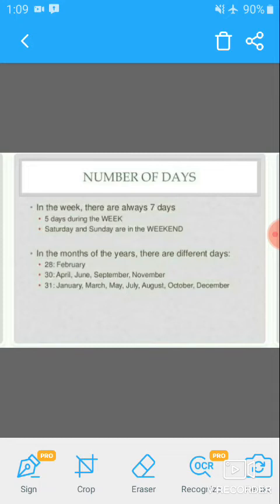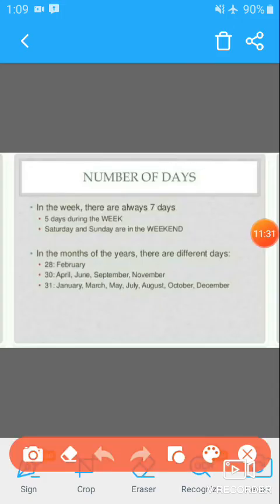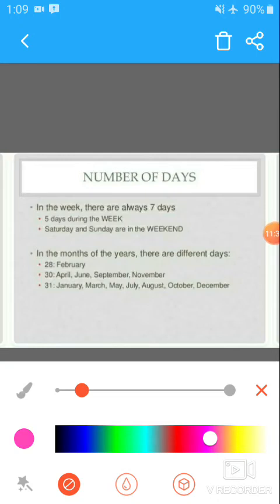So students, in a calendar, we divide the year into 12 months. Students, in a calendar you will also find weeks. So in the week there are always 7 days, 5 days during the week, and Saturday and Sunday are the weekend.